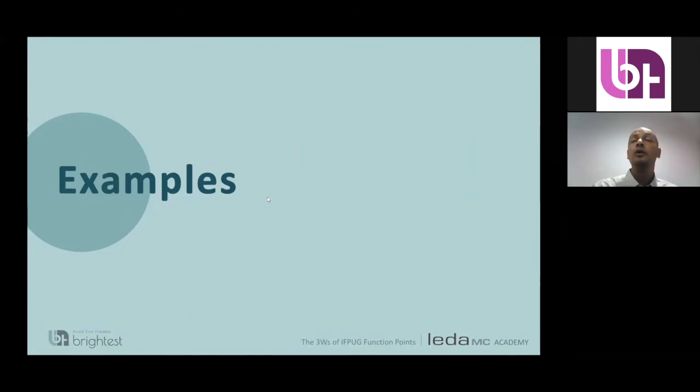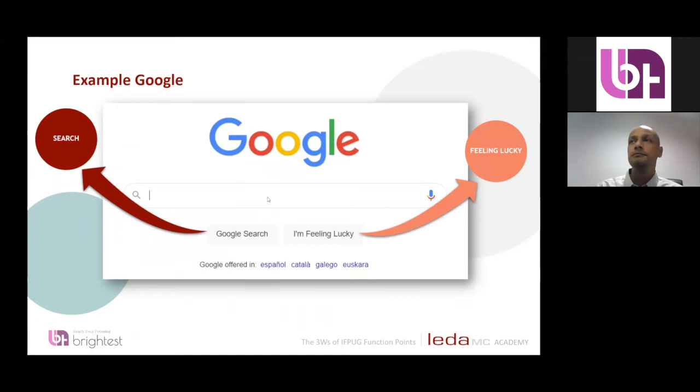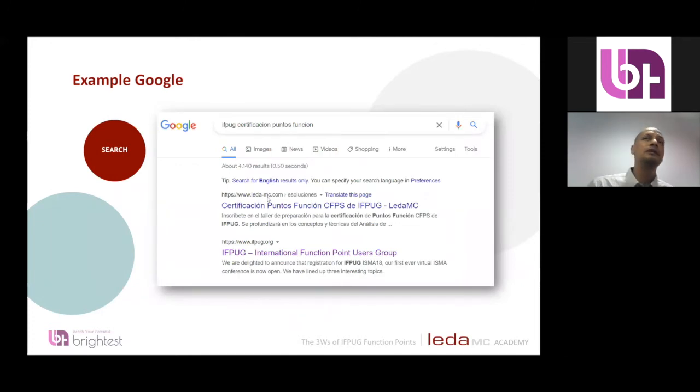Okay, we are now going to see a real life example. Let's say Google. Okay, in this image, we have two different functionalities that we can see just by looking at this image. Those are the search and the I'm feeling lucky. The first one, the search functionality, has the main goal of showing results to the end user. That means getting data from the inside of the application to the outside. So it could be either an external output or an external inquiry. Remember, both of those are going to get information, data from the inside to the outside.